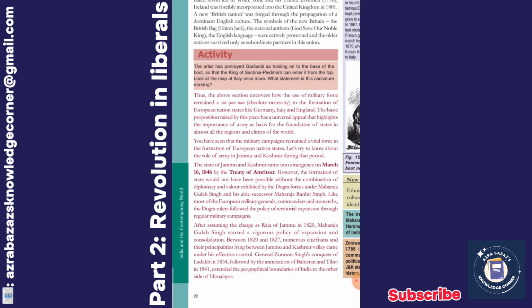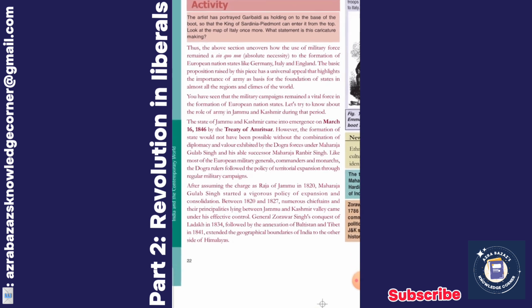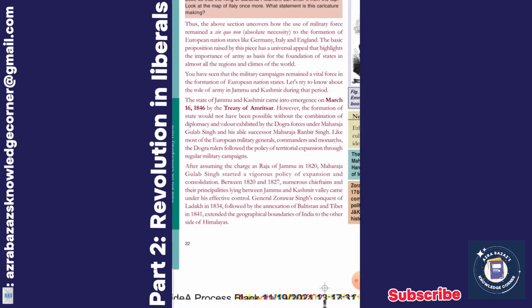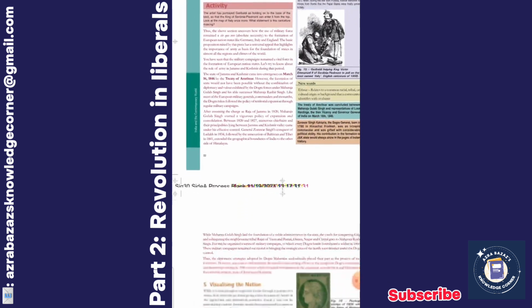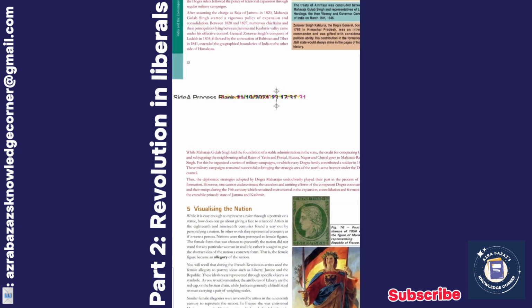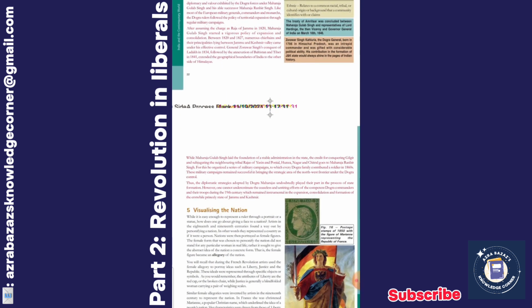Maharaja Gulab Singh started a vigorous policy of expansion and consolidation. What is expansion? Meaning through war. Consolidation meaning making it firm, meaning that area belonged to Jammu and Kashmir. Under his General Zorawar Singh, Ladakh was conquered, Baltistan, Tibet, all were brought into the area of Jammu and Kashmir. While Gulab Singh was able to lay the foundation for the state, Gilgit, all these areas were brought through war, but the following Maharajas were able to consolidate through proper administration.